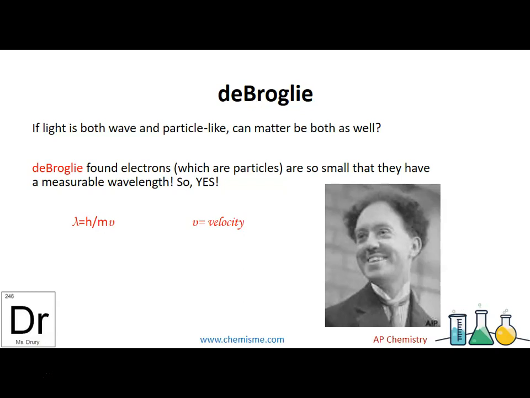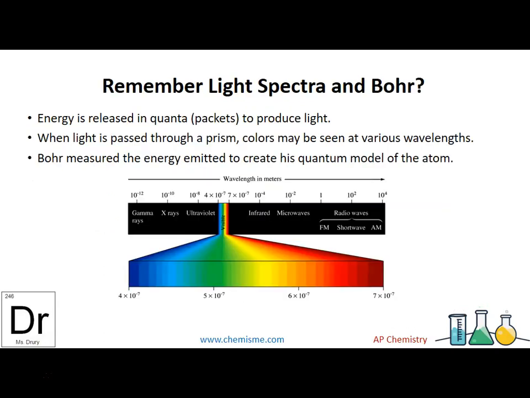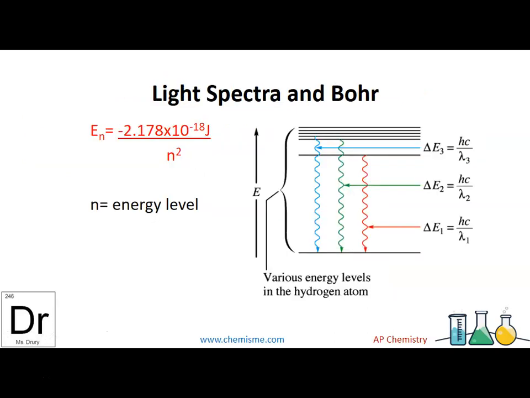So remember light, spectra, and Bohr, that energy was in these quantums or packets of light, and when the light was passed through a prism, you could see them come out in colors. And Bohr actually used that energy to create his quantum mechanical model of the atom, his Bohr levels, which we have broken down ever since. So again, that visible light is only a small part of our spectra. It only occurs here. Ultraviolet, X-rays, gamma waves, microwaves, infrareds, and radio waves are not visible, but are calculable.